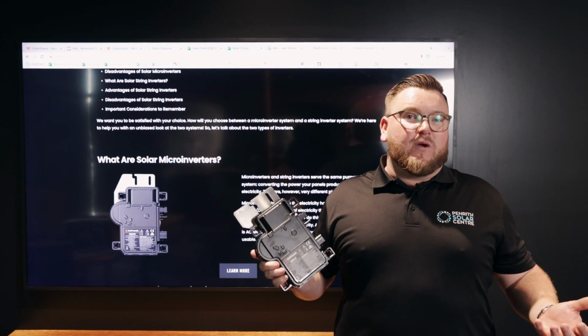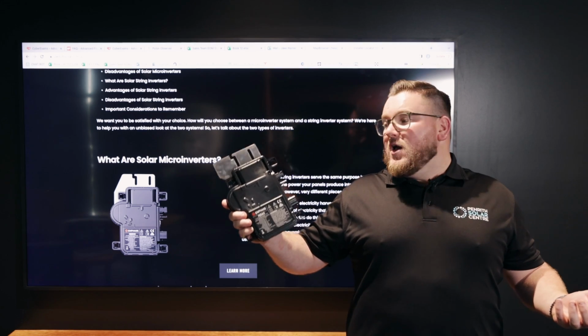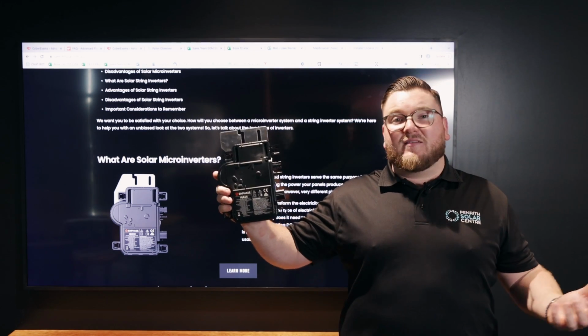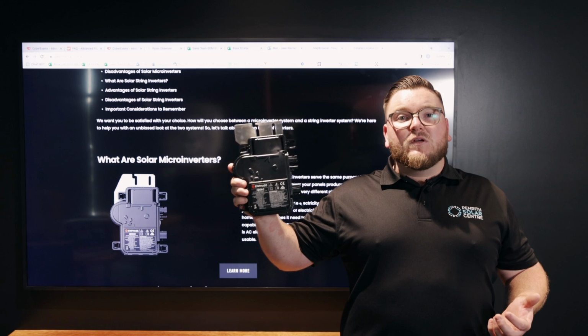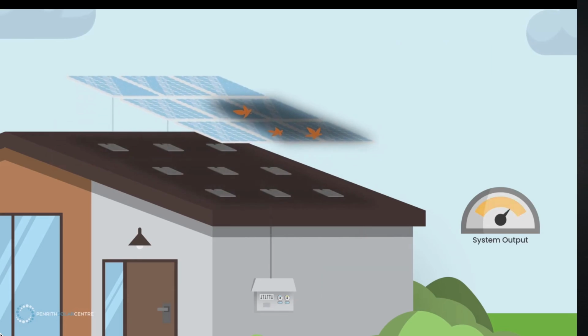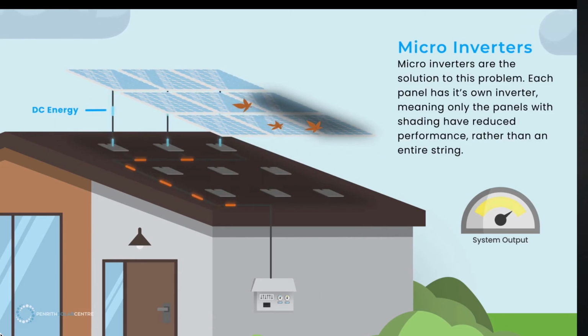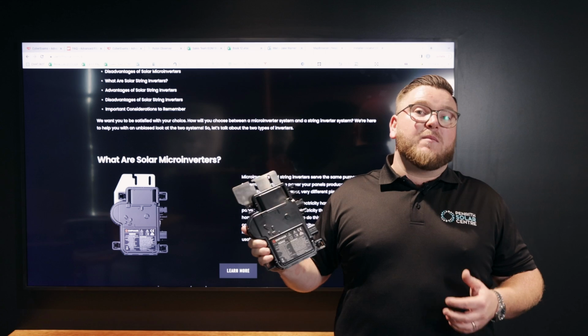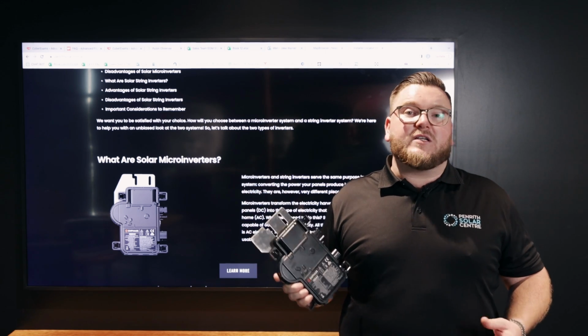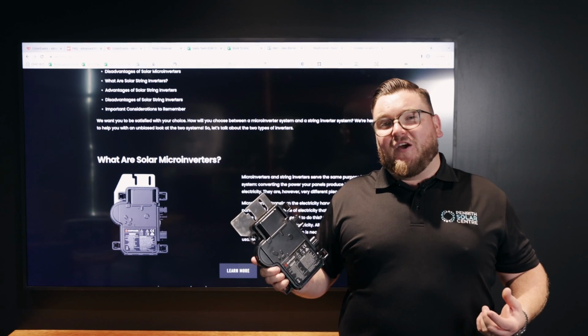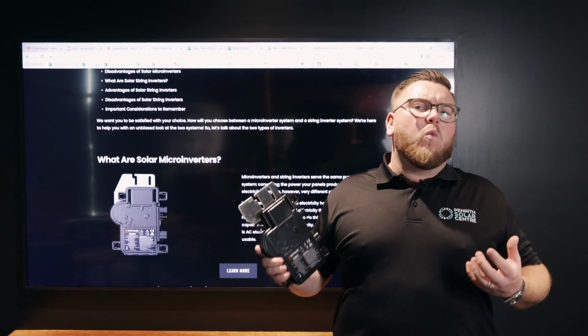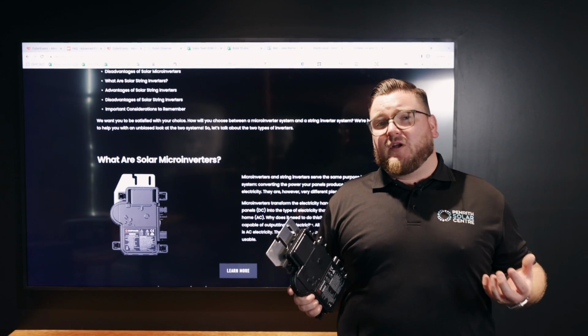Now, the main difference between a string inverter and a microinverter, apart from the obvious, which is size, is that this puppy will sit under your panels for the life of the installation. In Australia, they have a 15-year warranty, and in America, they have a 25-year warranty. So we'll touch on that in another video. But how do these work, and why are they so much safer than string inverters?